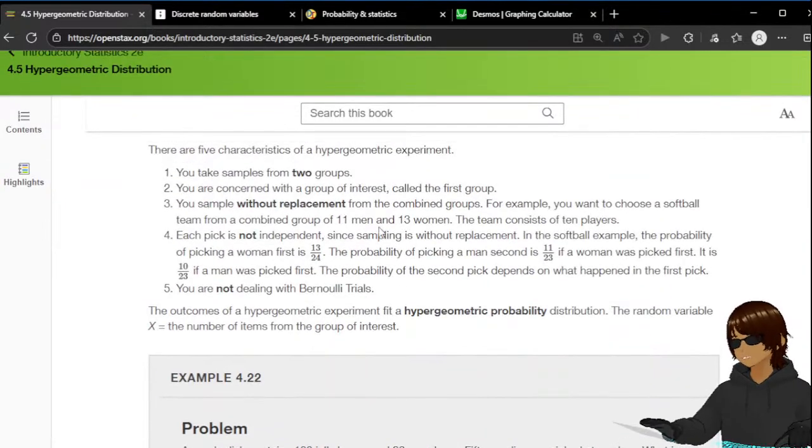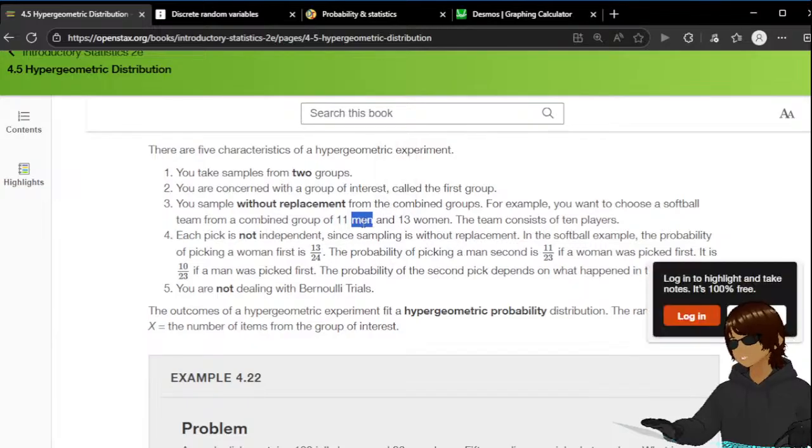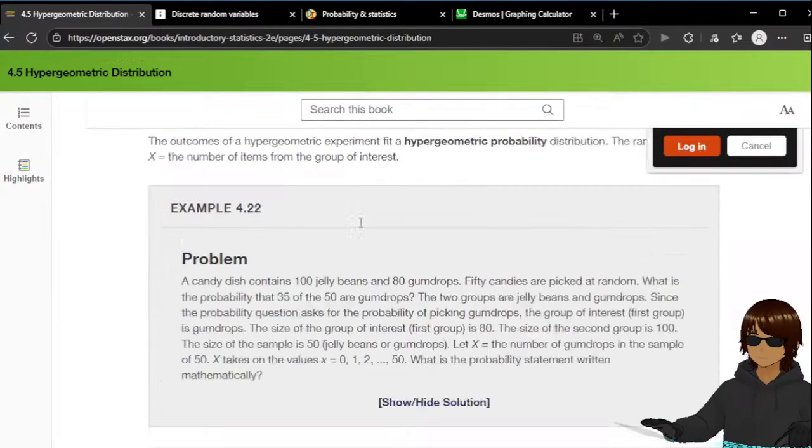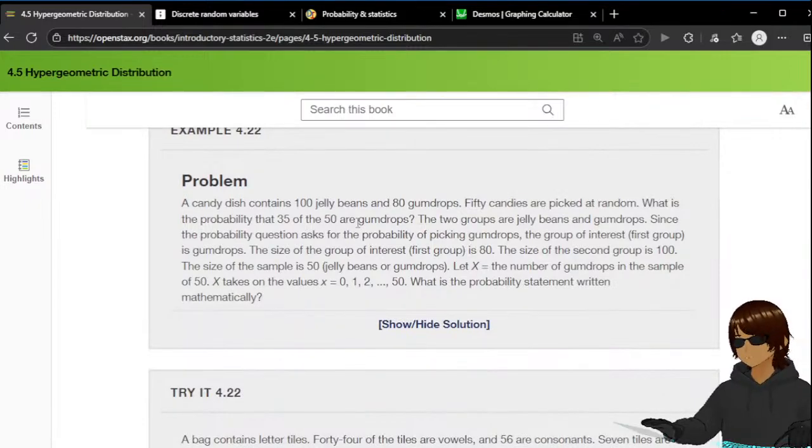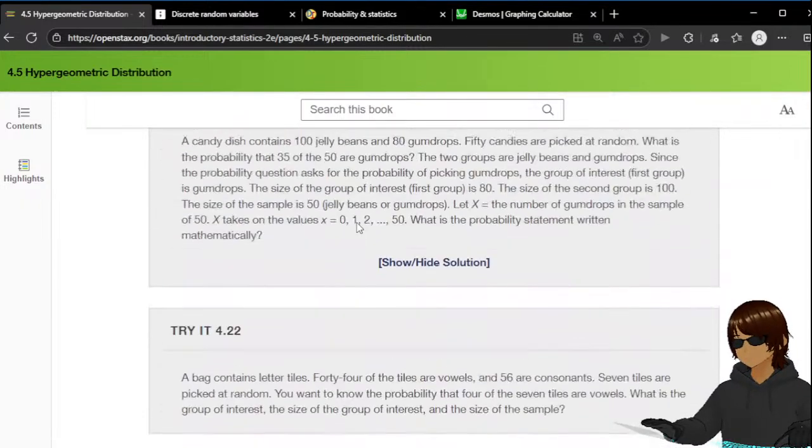Okay, so we are randomly choosing from men and women. So how many do we end up choosing from men? Let's say the group of interest is men. How many do we end up choosing from men?